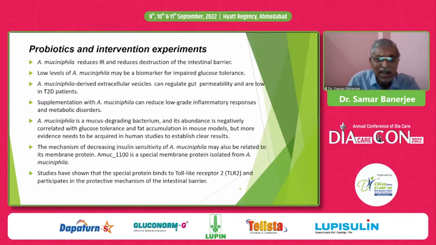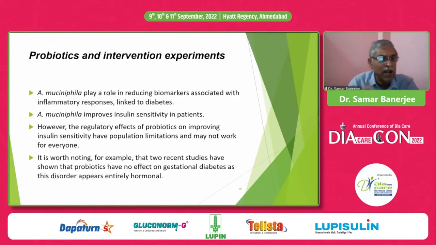It is a mucus-degrading bacteria and its abundance is negatively correlated with glucose tolerance and fat accumulation. The mechanism of improving insulin sensitivity by this Akkermansia may also be related to its membrane protein called Amuc_1100. It is a special membrane protein isolated from the bacteria. Studies have shown that this special protein binds to toll-like receptor and participates in the protective mechanism for the intestinal barrier. This Akkermansia plays a role in reducing biomarkers associated with the inflammatory response leading to diabetes.